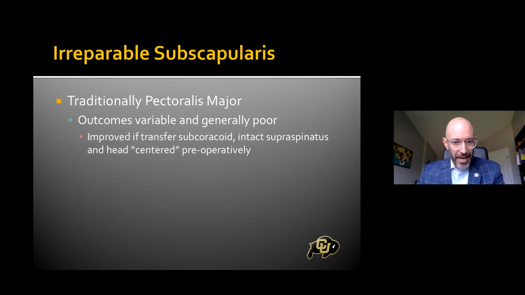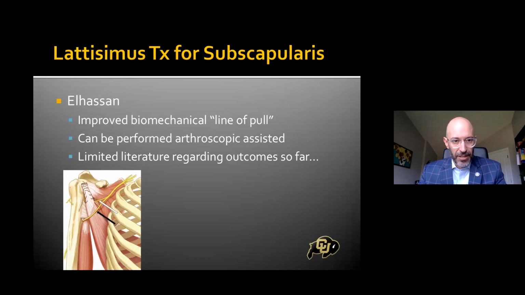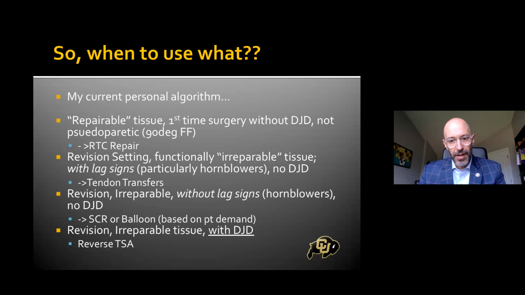So this was traditionally the pectoralis major, and I think we've all done this through our career. However, the outcomes have been variable and unfortunately generally poor in some situations. That can be improved if it's transferred subcoracoid, if they have an intact posterior superior cuff, and if the head is, of course, centered. This is what that looks like that Resch described, an open technique. This has been somewhat modified to split this based on the heads of the pectoralis. Though again, Dr. Elhassan and his group have worked out a latissimus-based transfer, which improves the biomechanical pull, can be performed through a mini open harvest and then an arthroscopic-assisted approach. However, unfortunately, limited literature so far regarding the outcomes.